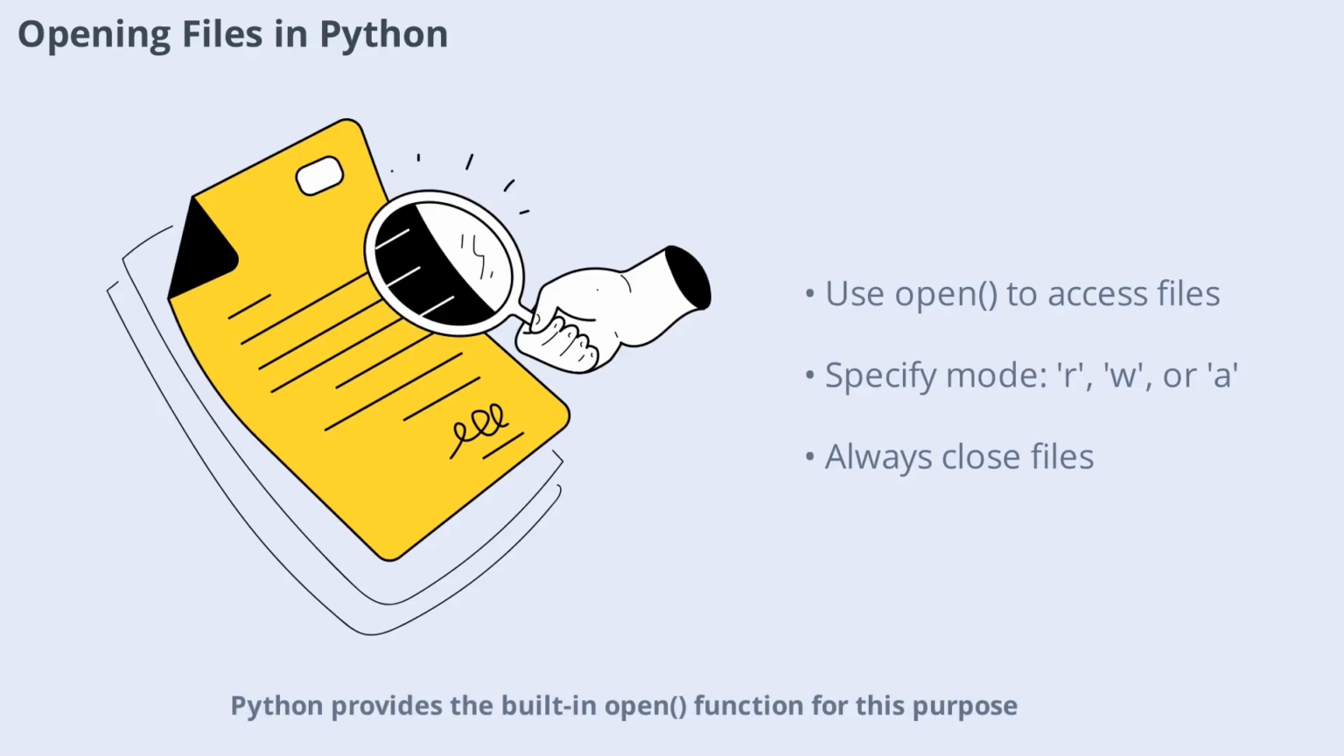To work with a file in Python, you first need to open it. Python provides the built-in open function for this purpose. The open function takes at least one argument, the file name. You can also specify the mode, such as r for reading, w for writing, or a for appending. Opening a file creates a file object, which you can then use to perform various operations. It's important to always close the file after you're done to free up system resources.